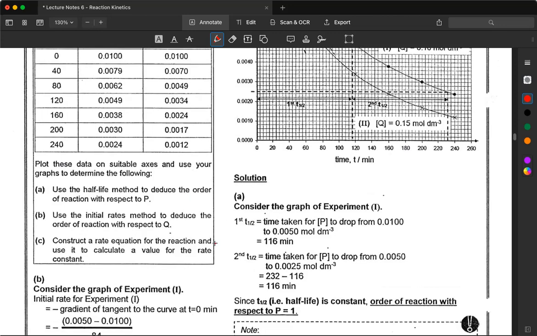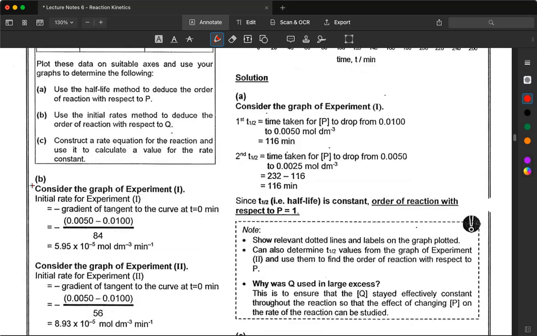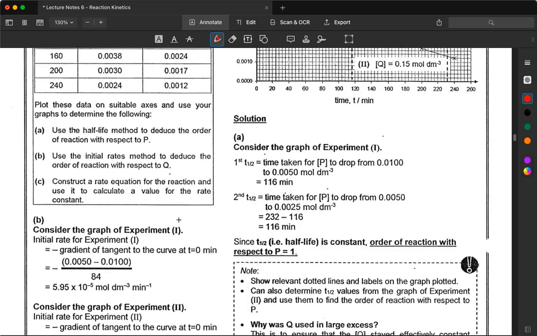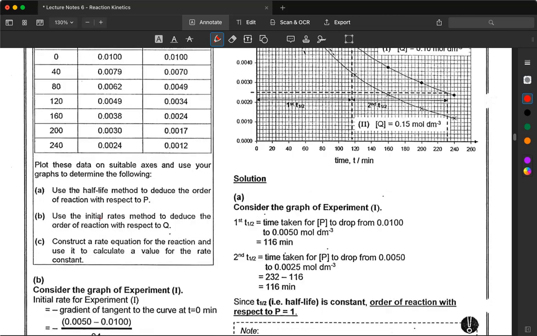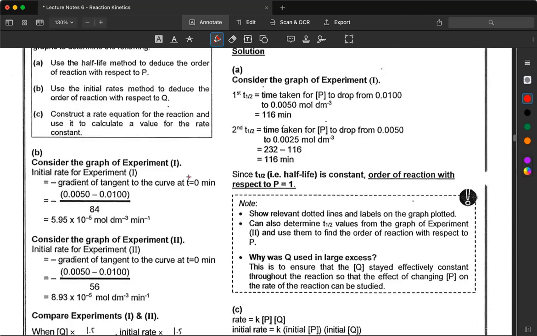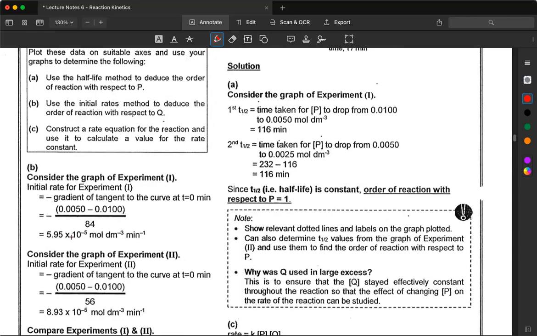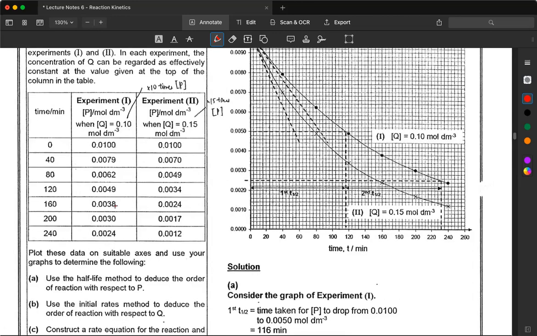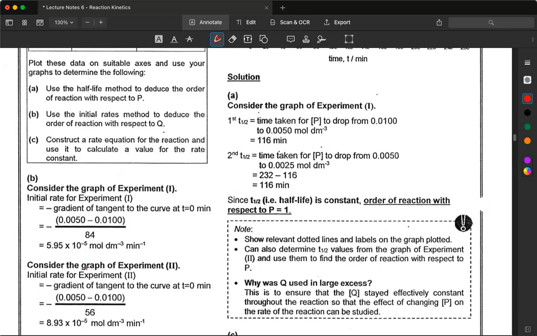This is what they say, use the half-life method. Then they ask the next question. Then you use the initial rate method. So you cannot use the half-life method for Q. So use another method. What you can do is obtain the gradient of the tangent. For experiment 2, you plot the tangent and you get something like this. They take about maybe 84. I never showed it here, but yeah. And then you get this.